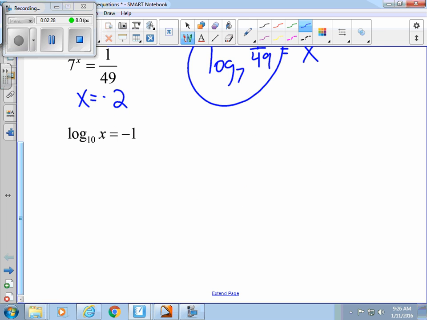Okay, I want to solve the next one for x. Well, how would you do that? Take out the logarithm by doing a rewrite. The circle thing is nice. 10 to the -1 equals x. What is 10 to the -1? By doing the rewrite, by changing the logarithm into exponential format.